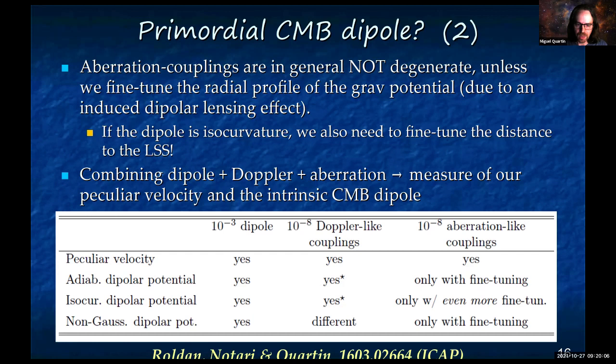So this is a table summarizing results. You can have different scenarios: peculiar velocity, some dipolar potential, which could be adiabatic or isocurvature, non-Gaussian. And they all can easily produce a 10 to minus 3 dipole. Some of them can produce 10 to minus 8 Doppler-like couplings, although for this case, it's really shown only on the large scales. But aberration-like couplings, you don't expect them to be produced. You need fine-tuning to have this, right? And if you have a non-Gaussian dipole potential, even the Doppler effect will be different. So you can do this. You can measure the primordial dipole.